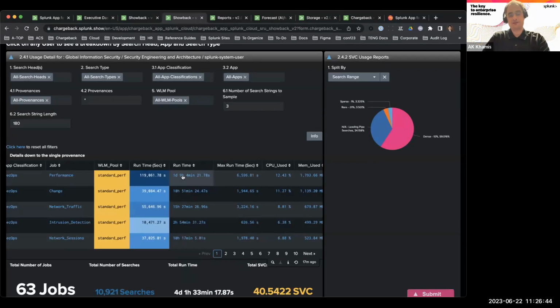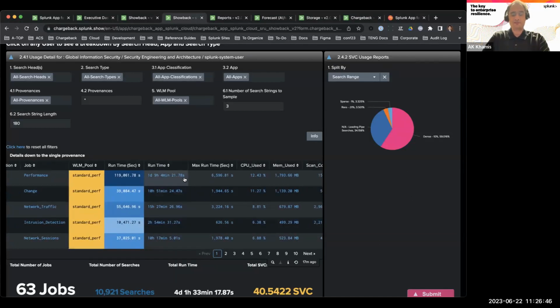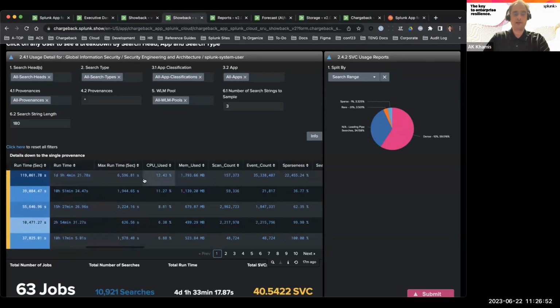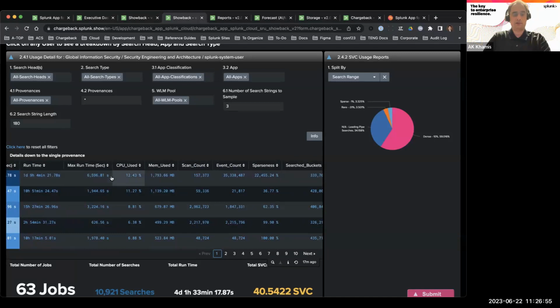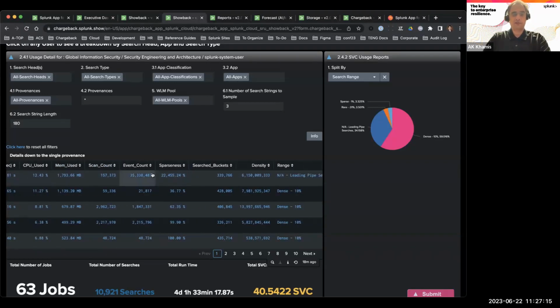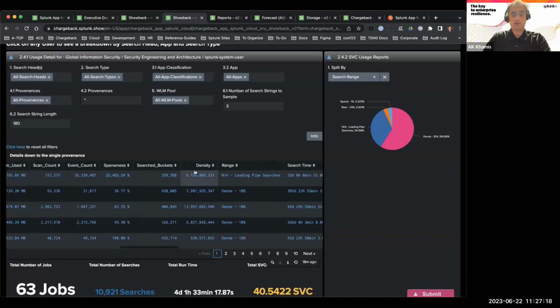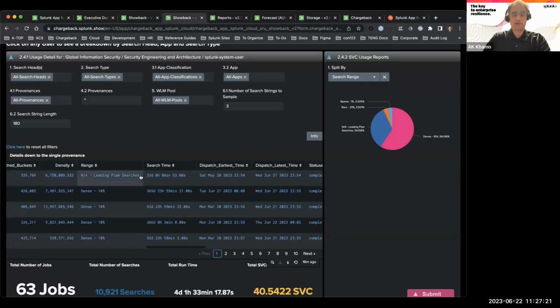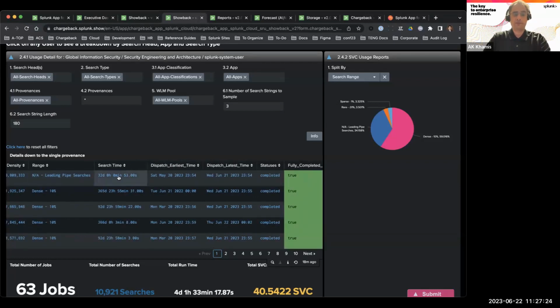This one went over, right? This is supposed to be just one day. So it's not finishing on time, okay? And data models accelerate every 5 minutes. We're looking at the worst case scenario: the max runtime, CPU usage on average, how much every time it ran, which is a lot of CPU. 12% of all search hits is a lot of usage for that time period. It's kind of a peak amount for that number of searches. How many raw events they scanned, how sparse it was, the buckets that it searched, how dense, what type of range it is, et cetera.